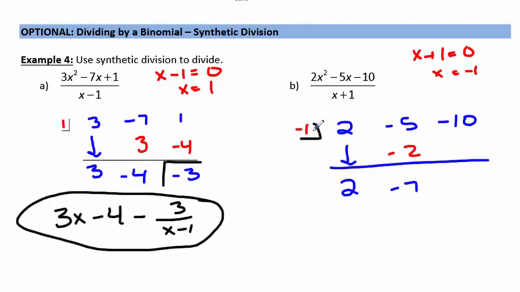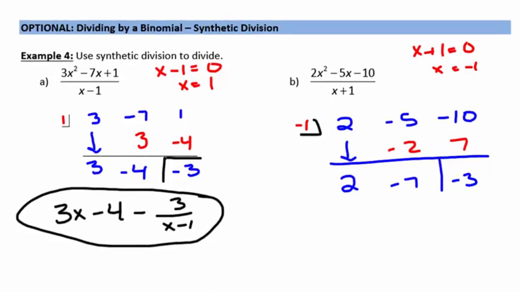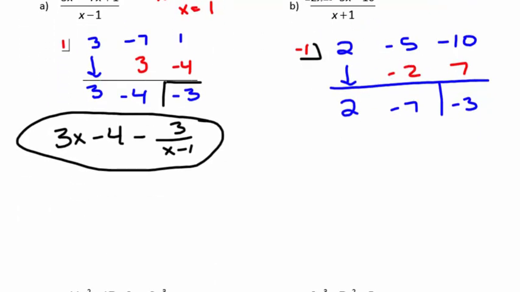Let's do a multiplication again. Negative 1 times negative 7 is positive 7. And add: negative 10 plus 7 is negative 3. And the last one's the remainder. So this translates back to, since the power originally was x squared, 1 less, we'll make this 2x minus 7 minus the remainder 3 over the divisor of x plus 1.